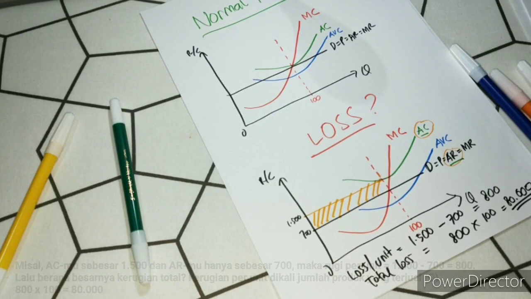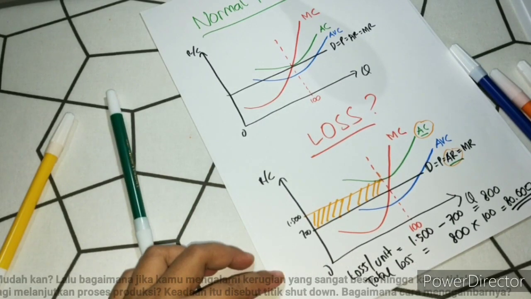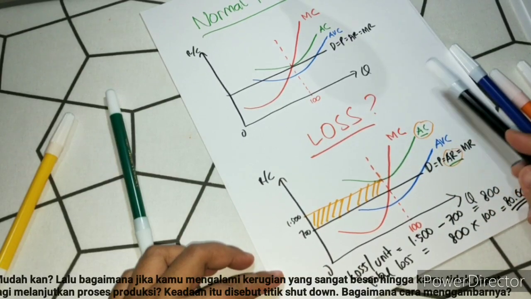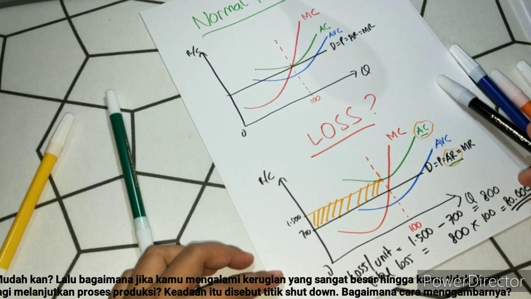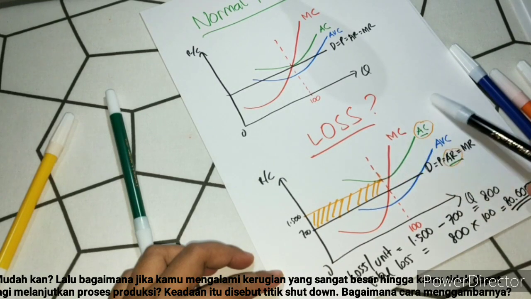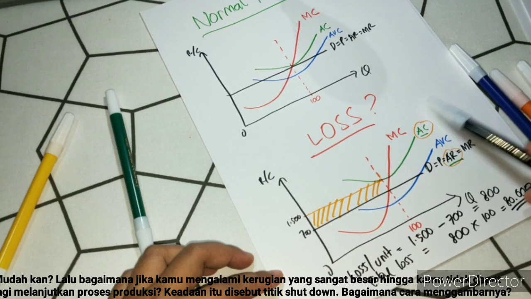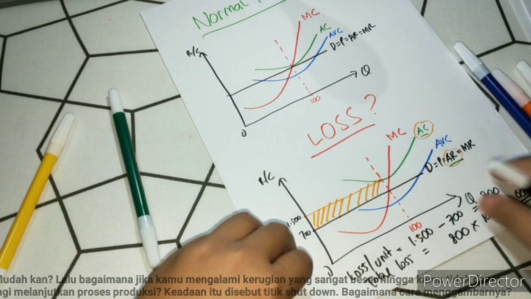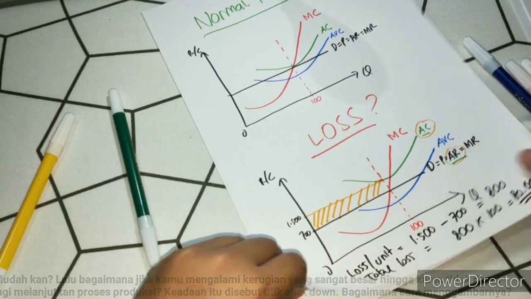Easy, right? Okay, so how about if you get a big loss until you cannot continue the production, or you cannot run your company for more time? It's called the shutdown point. I will tell you how to draw the shutdown point after this.